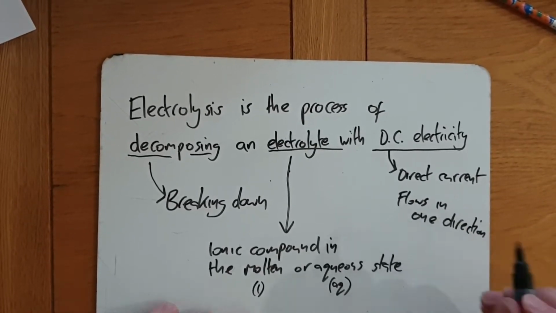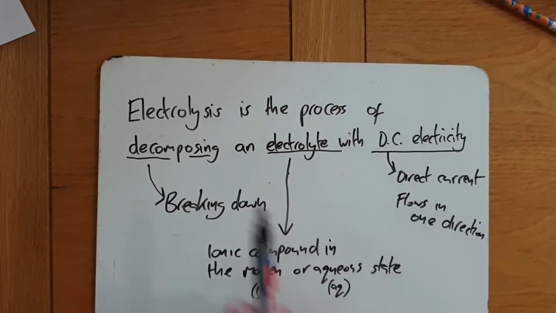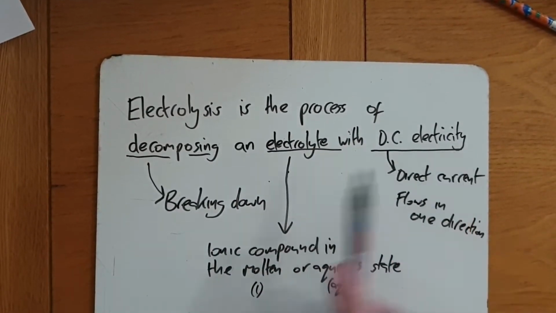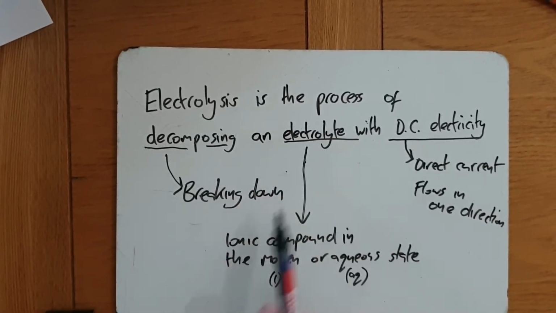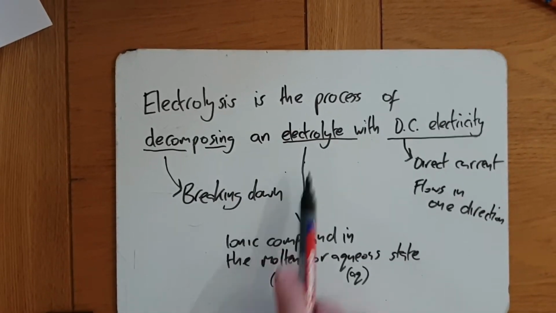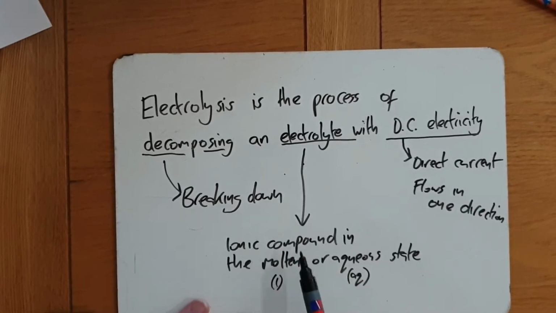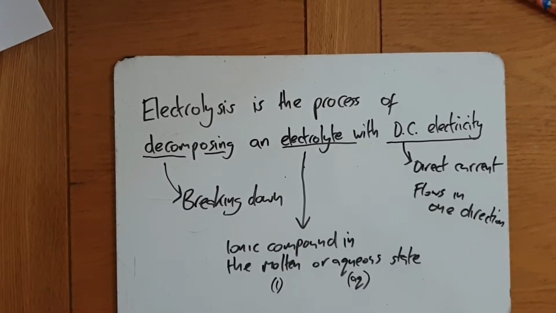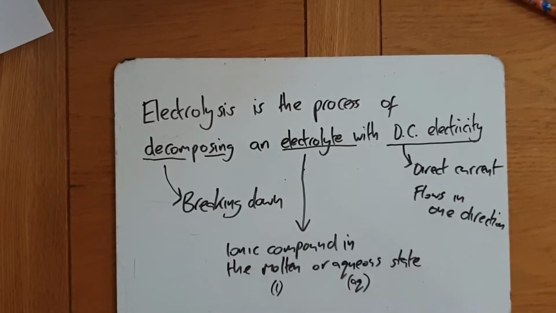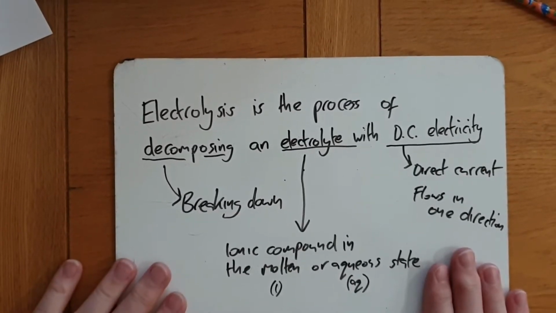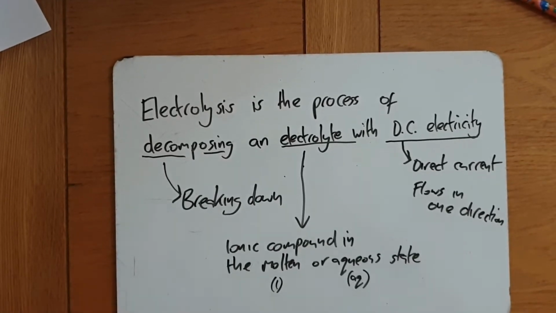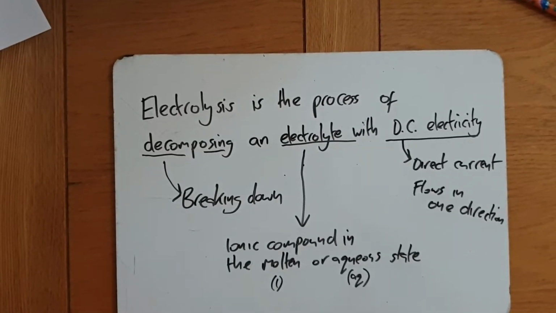Okay? Right, so if we go back to this, electrolysis is a process of decomposing an electrolyte with DC electricity. So it's breaking down a molten ionic compound or an aqueous ionic compound, and we're using a direct current to do it. Again, that's probably not enlightened you that much, but when we come back to this in sort of 5 or 10 minutes time, it should hopefully make a lot more sense to you.